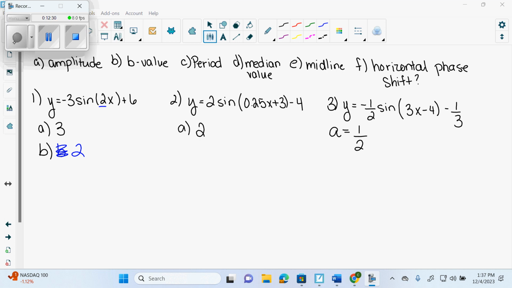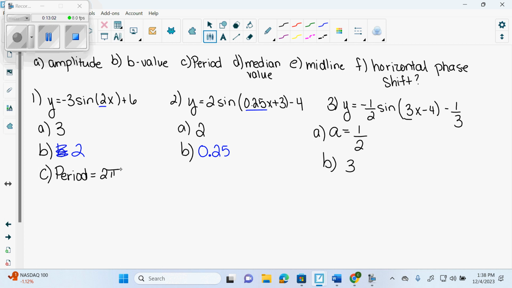So that happened. Okay, and then B for this one is what? 0.25. But you write it as a fraction. You write it as a quarter, for sure. What's B on this one? Okay. I don't know. C is the period. How do I find the period? Nope. It's 2 pi divided by what? Which is? Pi.